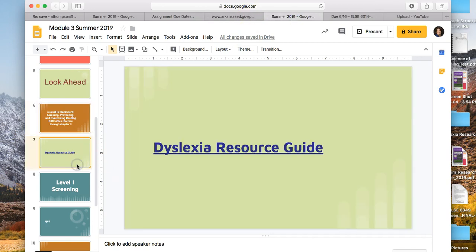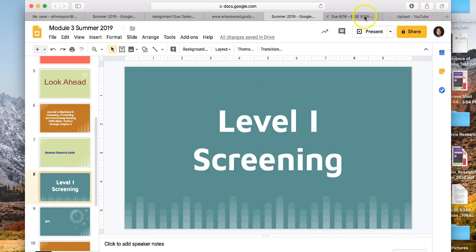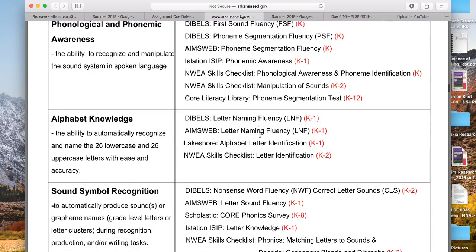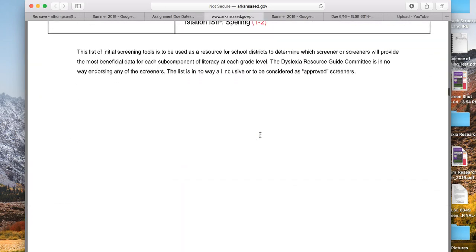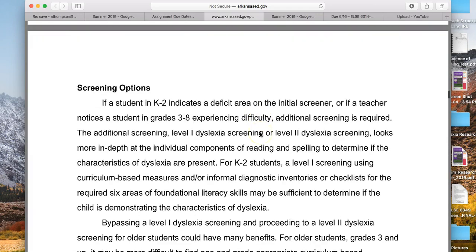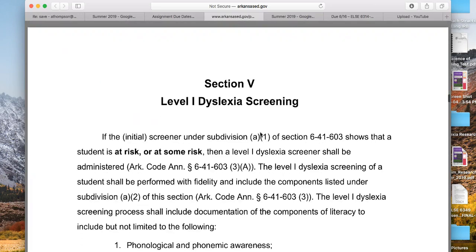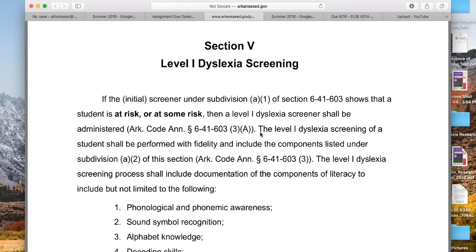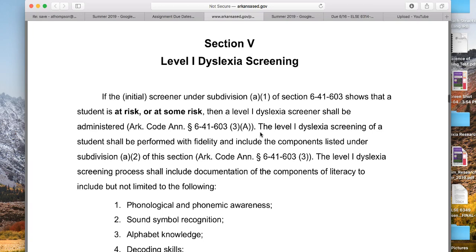We're going back to our dyslexia resource guide. You did initial screening in our last module, so now we're going to move on. If a child shows markers or characteristics or signs and we need to move them to a level one screening, we can do that. That is in this section of the Dyslexia Resource Guide.